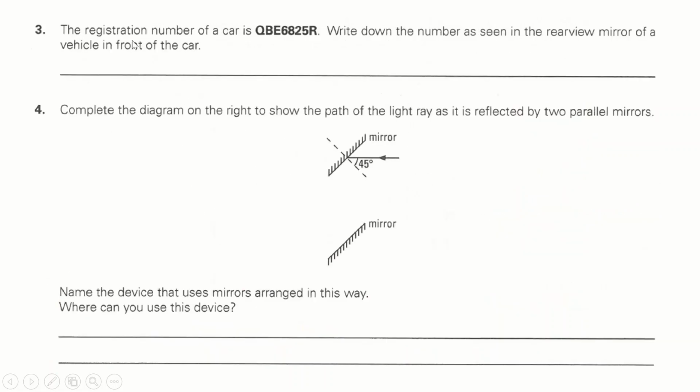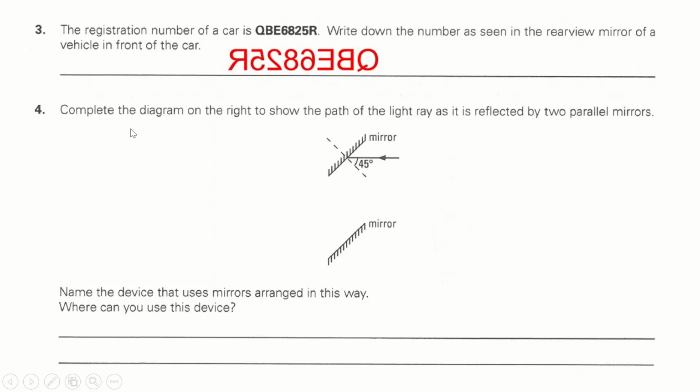Okay, next one. The car registration number is this one. If you see in the rear view mirror of a vehicle in front of the car, what will you see? You will see everything to be laterally inverted, but still upright, right? So basically everything will be laterally inverted. In other words, what's on the right will appear on the left and so on.